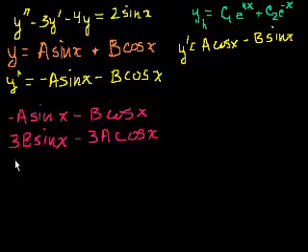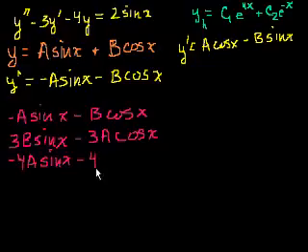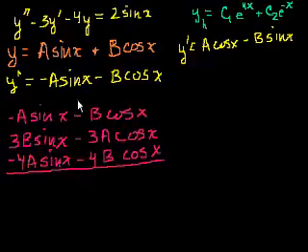So minus 4a sine of x, right? Minus 4 times that, minus 4 times this. Minus 4b cosine of x. And when I take the sum of all of those, that's essentially the left-hand side of this equation. When I take the sum of all of that, that is equal to 2 sine of x.